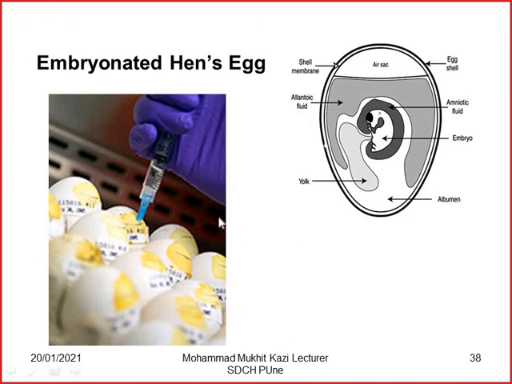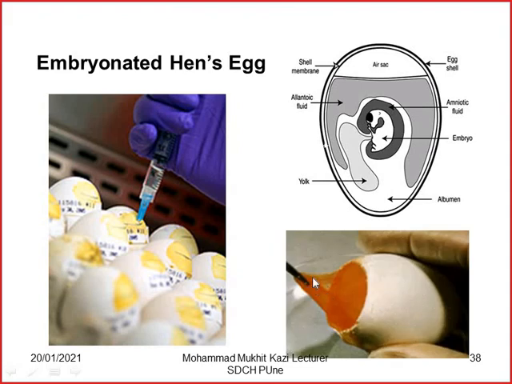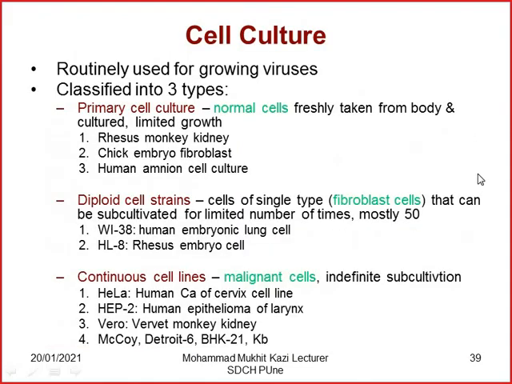This is how they inoculate onto the chorioallantoic membrane. This is the chorioallantoic membrane. Then cell cultures, routinely used for growing viruses, are classified into 3 types: primary cell cultures, diploid cell cultures, and continuous cell cultures. And continuous cell cultures are derived from patients who had already suffered from cancer. HeLa cell lines were taken from the lady Henrietta, and the name comes from her. They have maintained these cell lines from the 1960s until now.